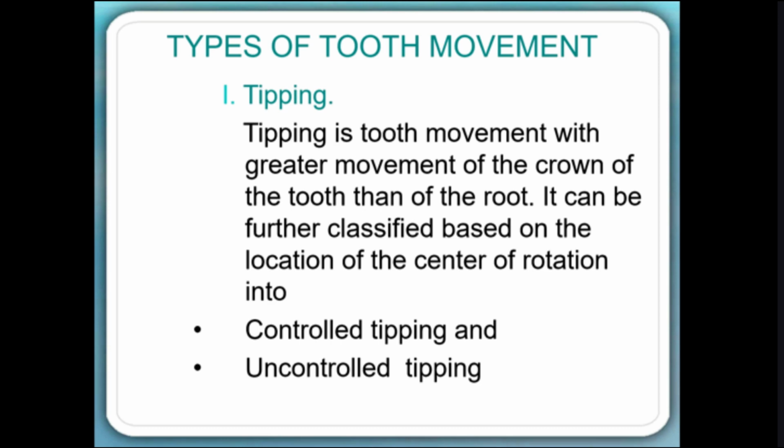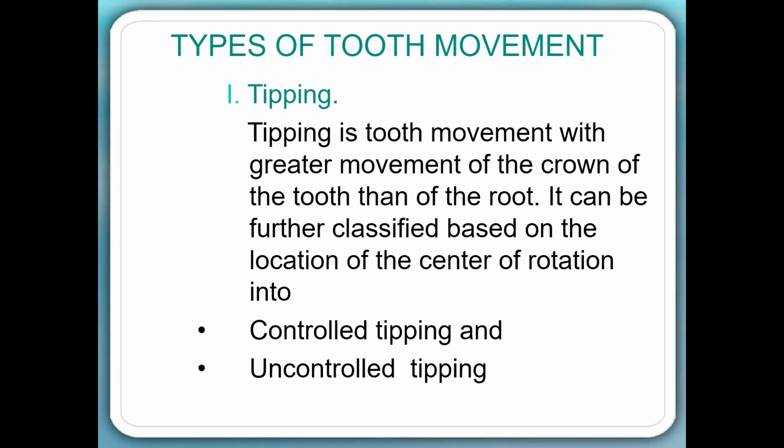Hi everyone, the topic for today is different types of tooth movements in orthodontics. First is tipping. Tipping is tooth movement with greater movement of the crown of the tooth than of the root. It can be further classified based on the location of the center of rotation into controlled tipping and uncontrolled tipping.